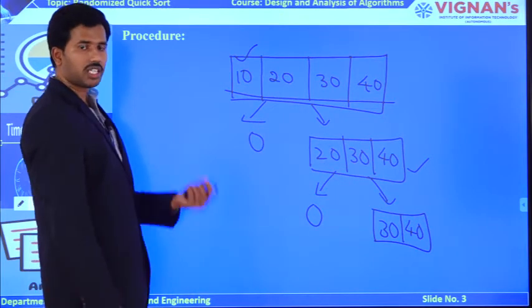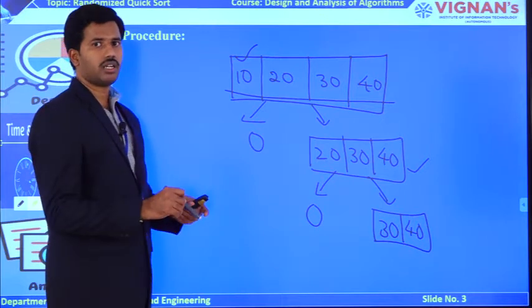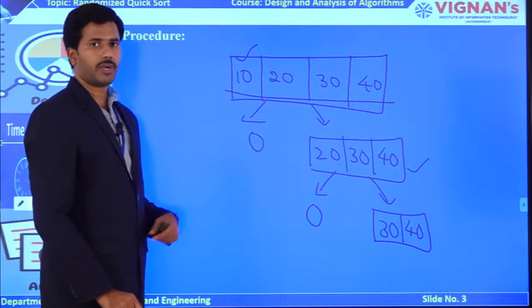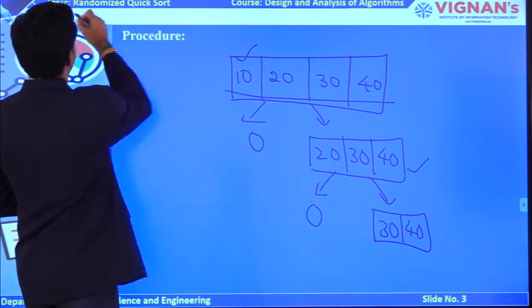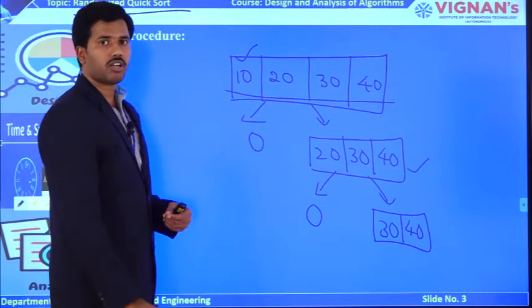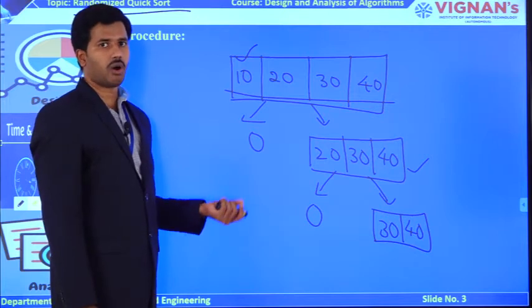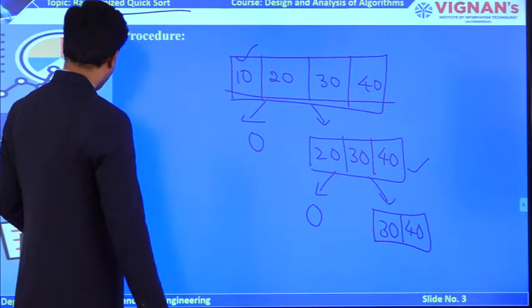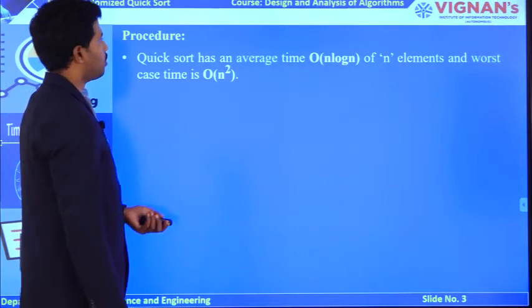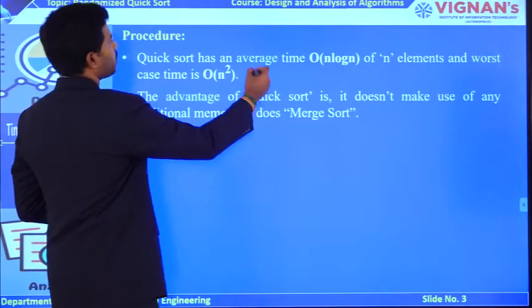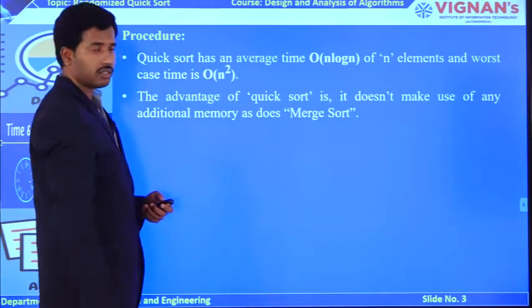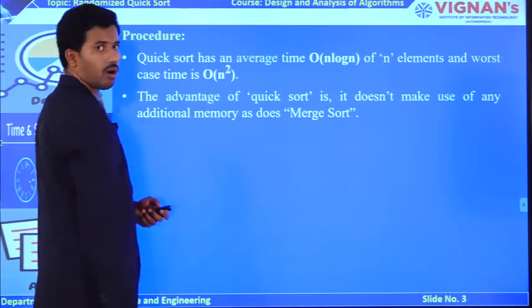Okay, now my task is to convert the order of n square into n log n. Why? Because a randomized quicksort can produce the time complexity of order of n log n for all the cases. Now we try to focus on how it can be possible. So the average time complexity is going to be n log n, and the worst case is going to be order of n square.